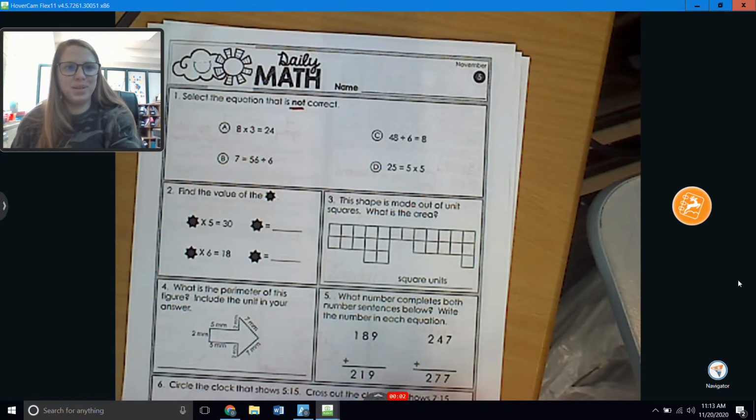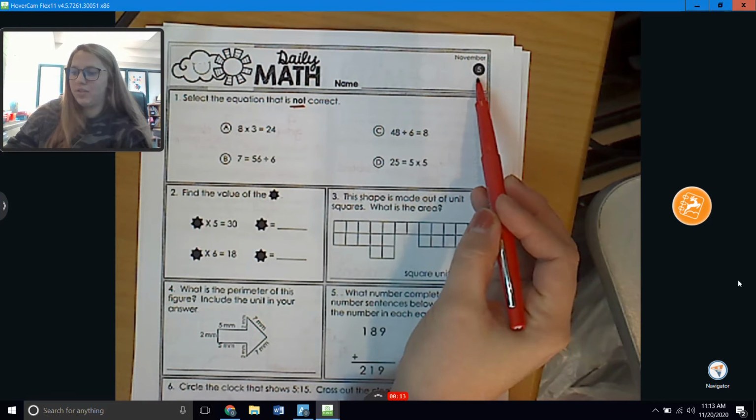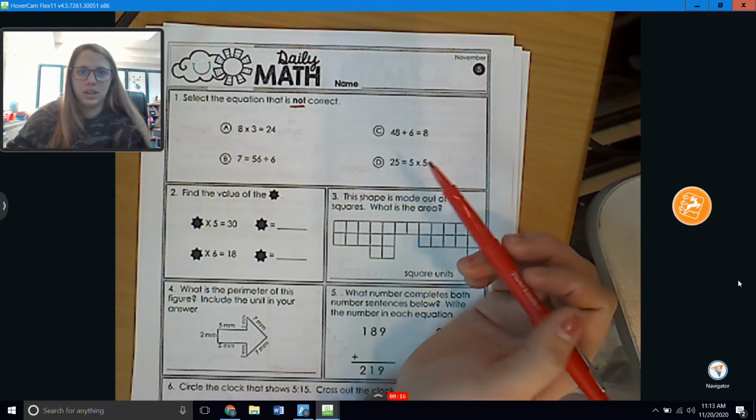Right. Happy Tuesday, friends. This is your math assignment for Tuesday, November 24th. This is our last day of learning before Thanksgiving break. You have days 5 and 6 to do today in your daily math packet.